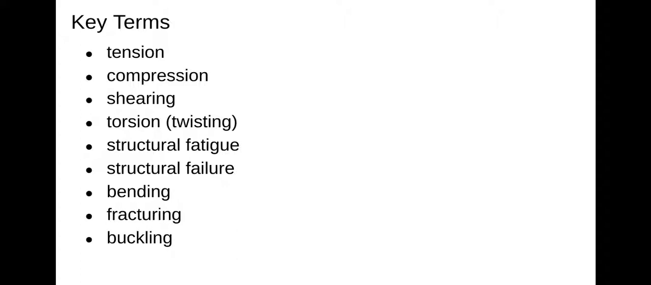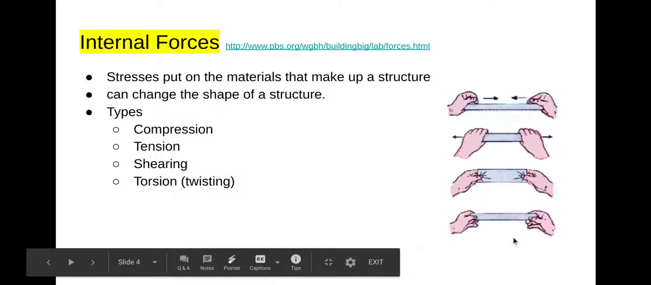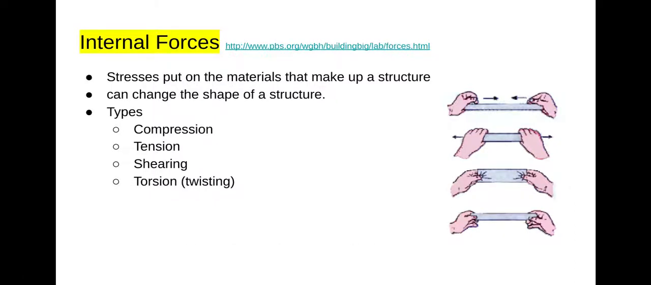In the last video, in topic 2, we talked about all of those external forces that we can see. So those are the things coming from outside of the structure. Now: tension, compression, shearing, and torsion, or another word for torsion is twisting. We're going to talk about structural fatigue and structural failure, bending, fracturing, and buckling specifically. When we're talking about internal forces, we're talking about the stresses that are put on the materials making up the structure. You can change the shape of the structure with those internal forces.